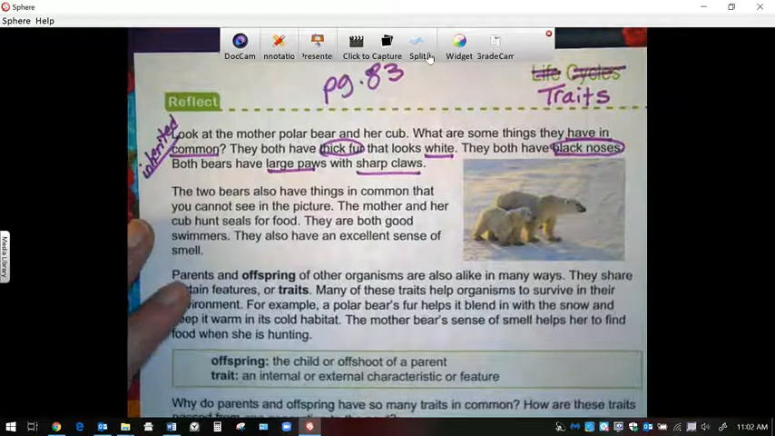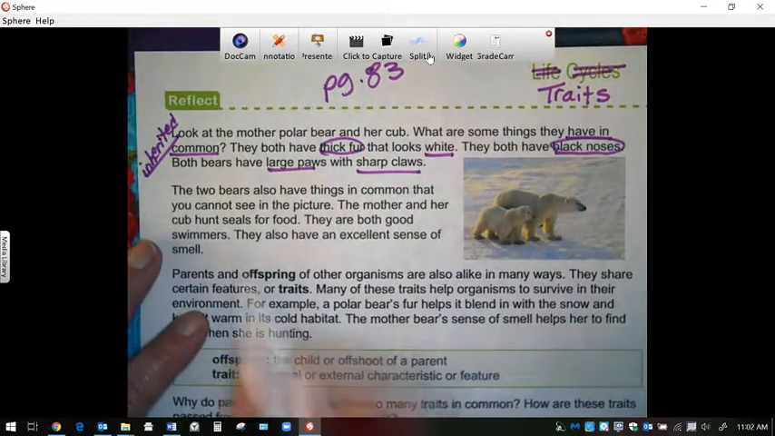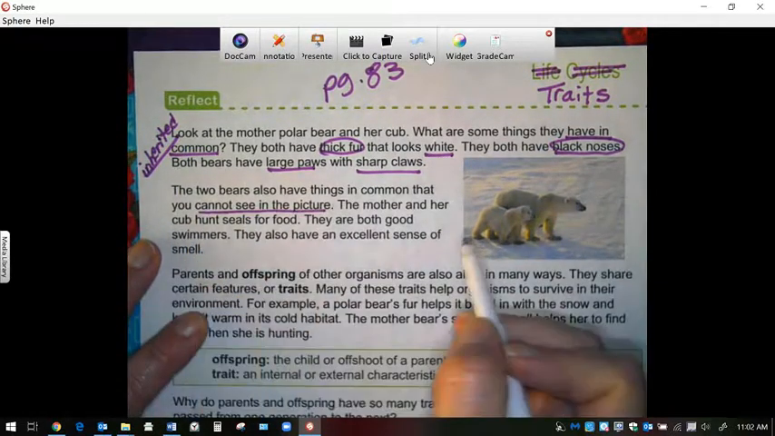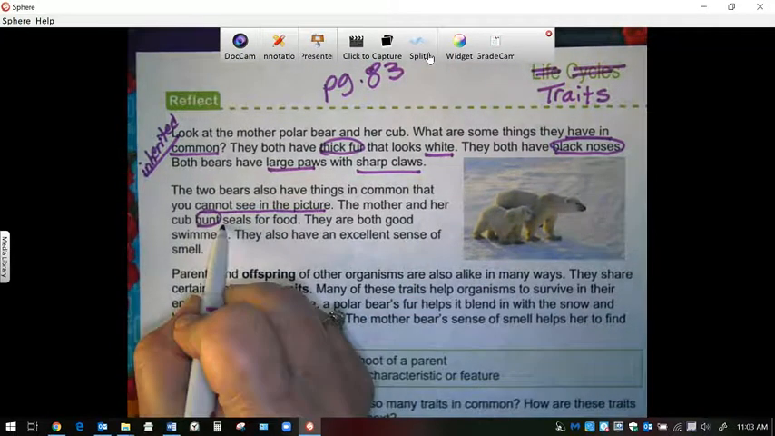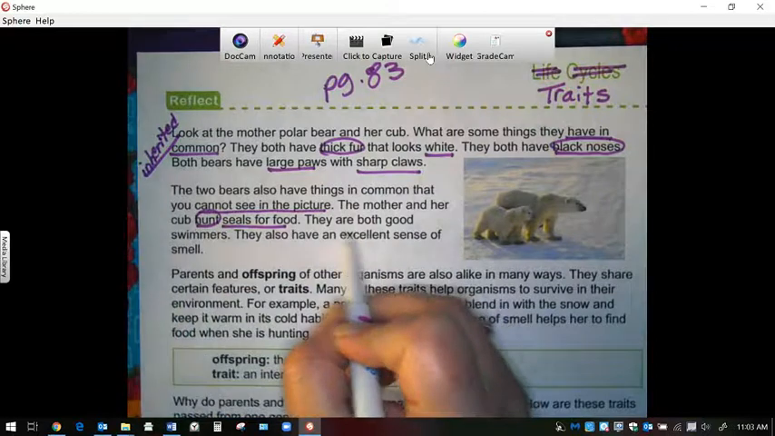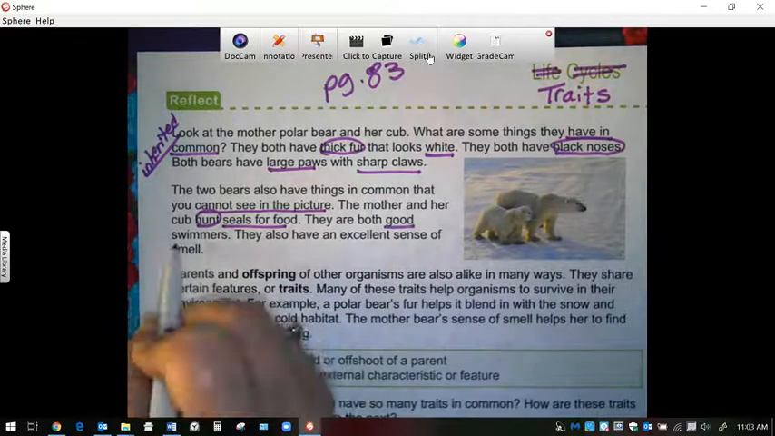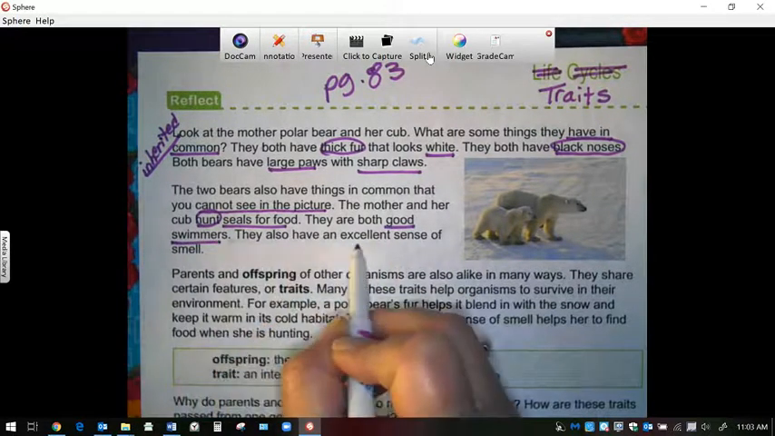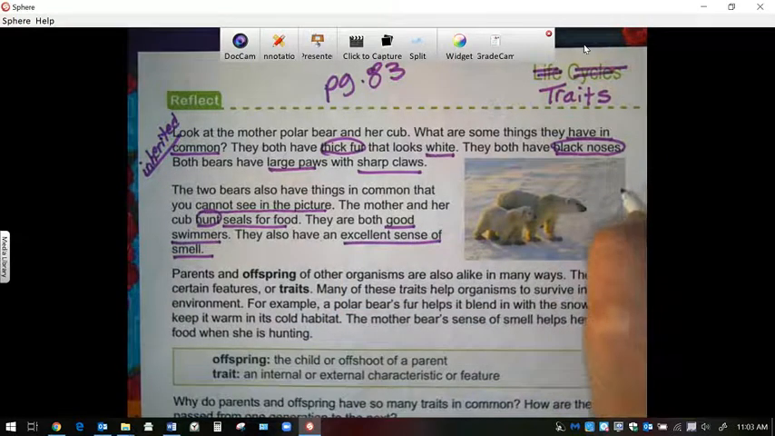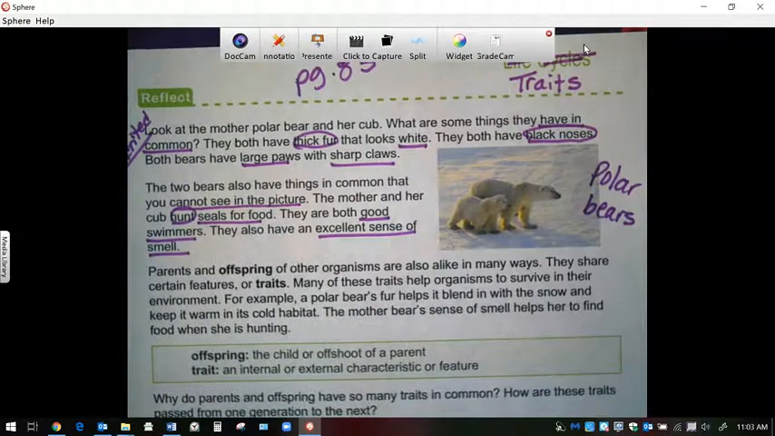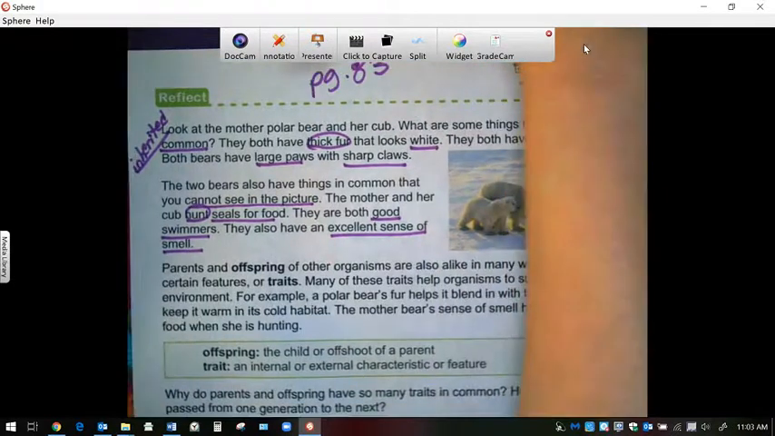These two bears also have things in common that you cannot see in the picture. The mother and her cub hunt seals for food. They are both good swimmers, and they also have an excellent sense of smell. And here is the photo of the polar bears. Again, yours might be formatted a little bit different because I am using the printout from the website.